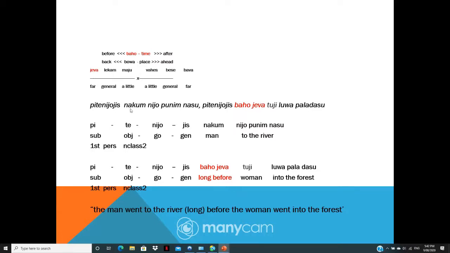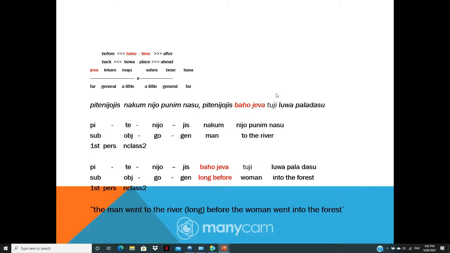Let's look at the sentence. Pitenius nakumnia punim nasu, pitenius baho yelna tuyi lua paladasu. Okay, the man went to the river long before the woman went into the forest.